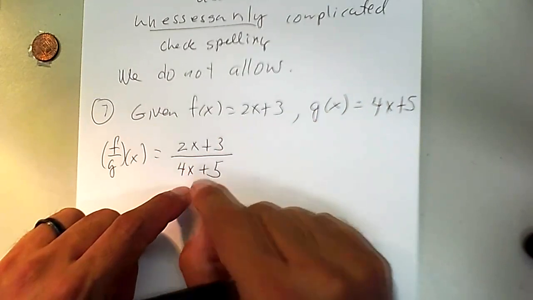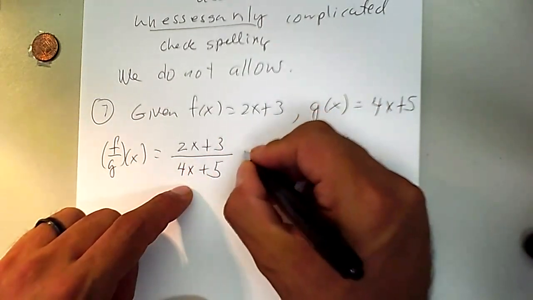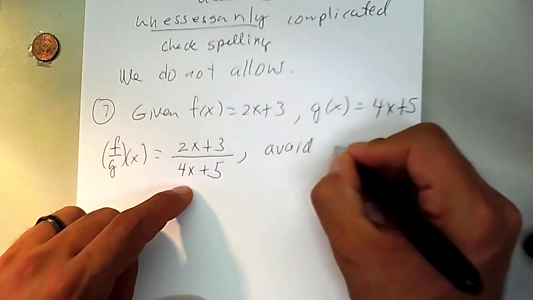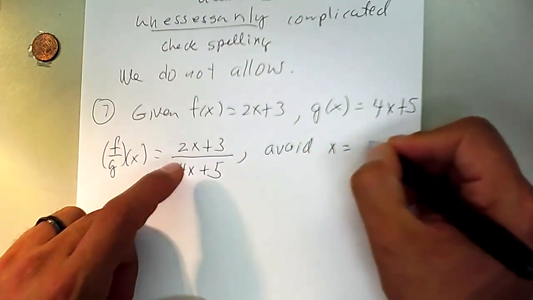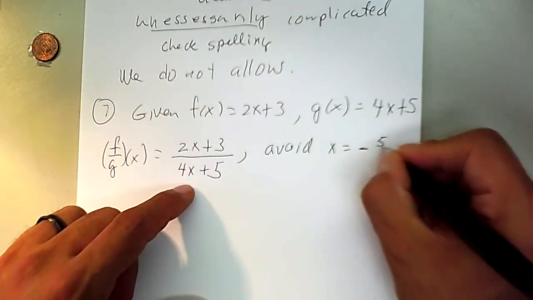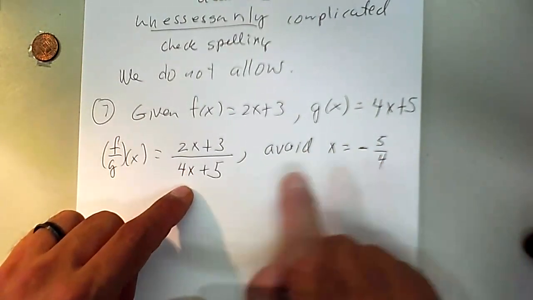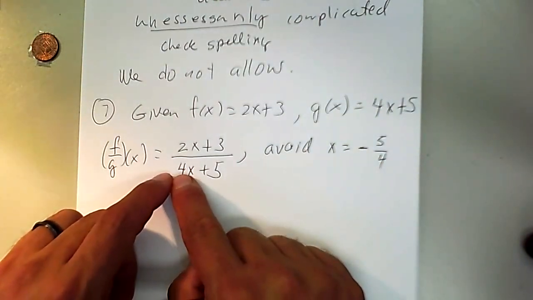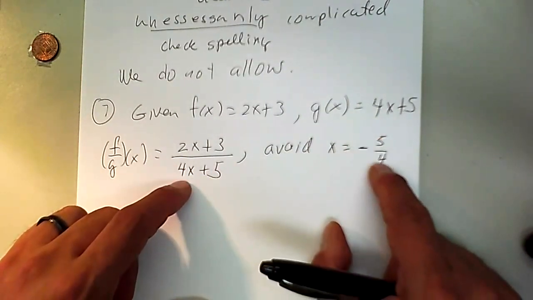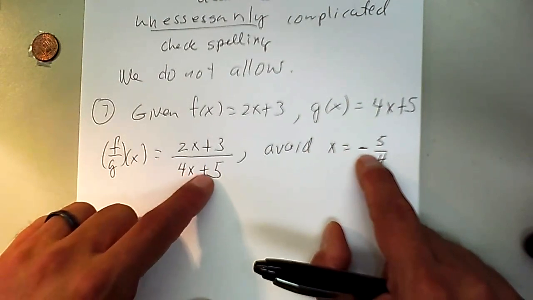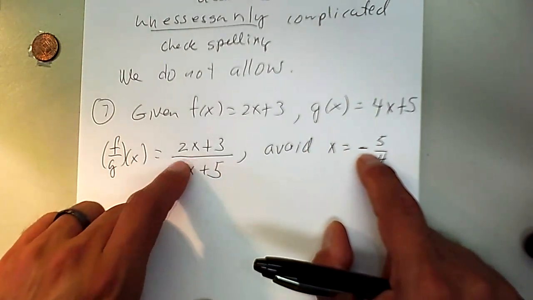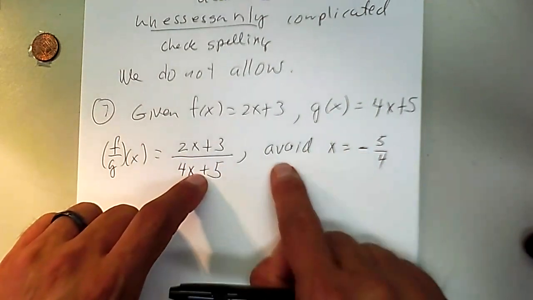So we have to avoid x equals -5/4, because if we were to plug that in here in the denominator, we will have 4 times -5/4, which is -5. The 4's cancel, so we end up with -5. But then we add 5, and that's going to give us 0. And we may never, ever, ever divide by 0. So we have to avoid this.